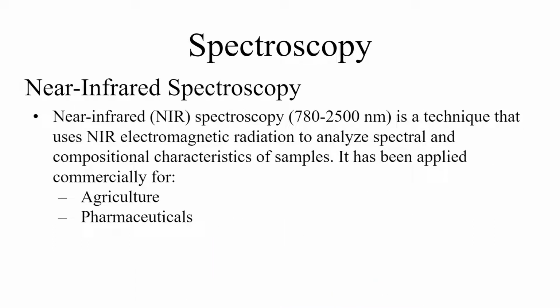A subfield of spectroscopy, and the type that we will be using for our experiments, is called near-infrared spectroscopy. It has a wavelength range of 780 nanometers to 2500 nanometers. It is a technique that uses near-infrared electromagnetic radiation to analyze spectral and compositional characteristics of a sample. It has been applied commercially for agriculture, farming, and more.